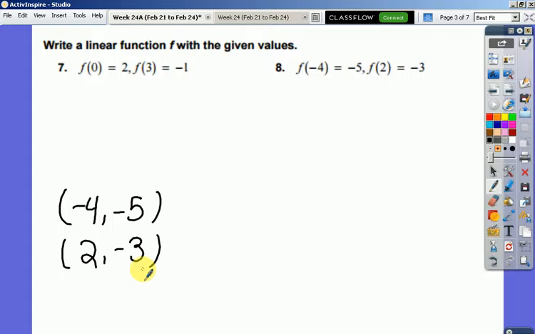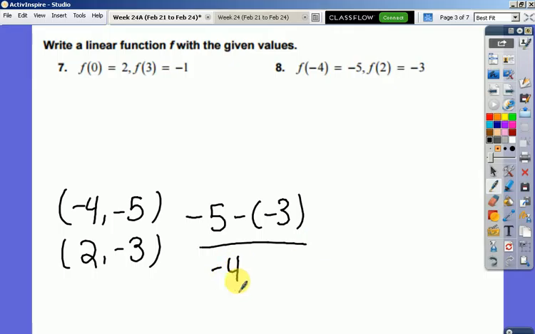So, what do I have to do first? Find my slope. Okay, so how do I find my slope? Yes. So, -5 minus -3 over what? See, again, Jenna's telling me all the answers. Good job, Jenna. I didn't say Jenna telling me the answer, did I?